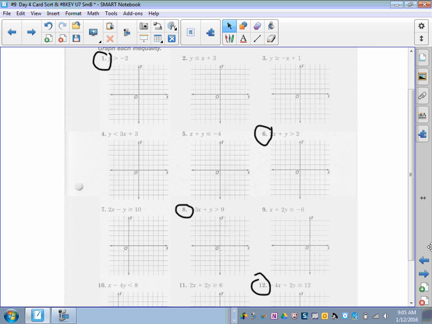All right, number 1, we see y is greater than -2. When we see only a y or only an x, we should think of 2 acronyms. What are those? Good, BUKS and HOY.